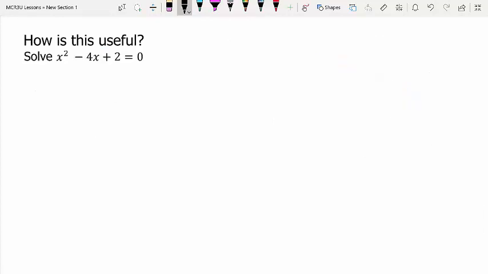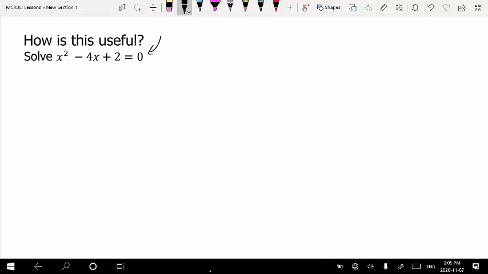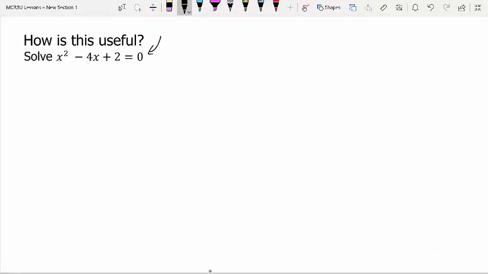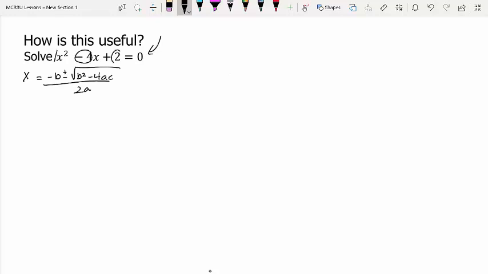Okay, so how is being able to simplify radicals a useful skill for us? Okay, so this is not factorable by any of the methods like difference of squares, decomposition, etc. So we have to use the quadratic formula. So here's the quadratic formula. Okay, and then we plug in our A, B, and C values. Remember, this is our A value, this is our B value, and this is our C value. And then we would simplify.